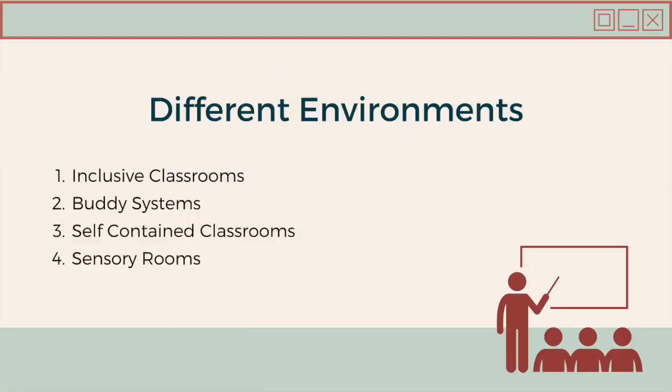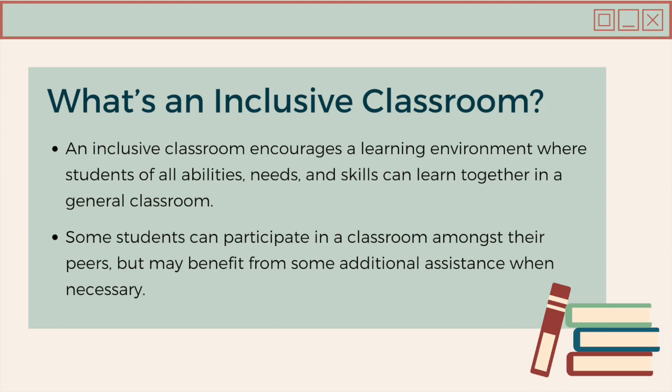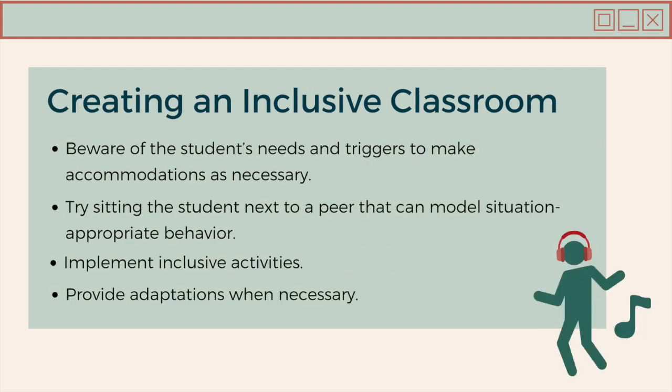So we're going to begin by talking about 4 different types of classrooms, or 4 different types of environments, and that's an inclusive classroom, buddy systems, self-contained classrooms, and sensory rooms. The first one on that list is inclusive classroom. An inclusive classroom is exactly what it sounds like. It's a classroom that is inclusive to all different abilities and types of students, and they typically learn together in the general classroom. Some students can participate in this very easily, whereas others might need a little more accommodations in order to do that.